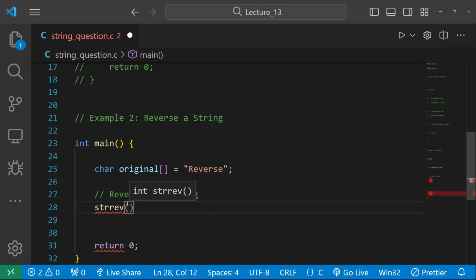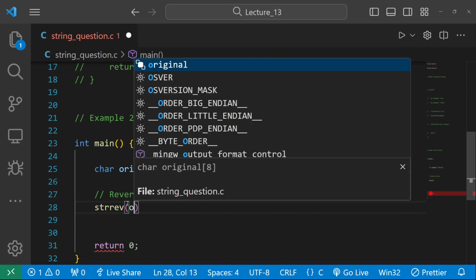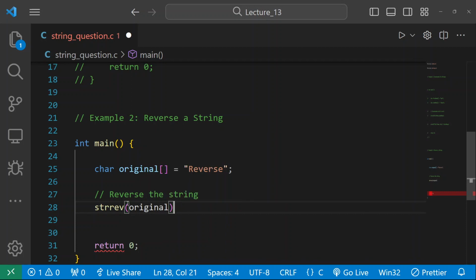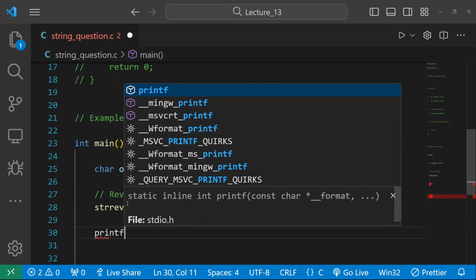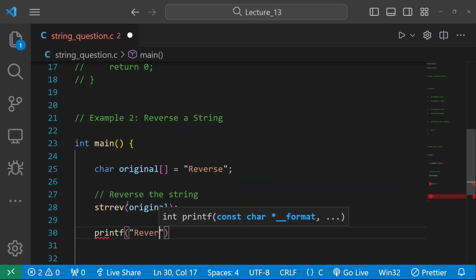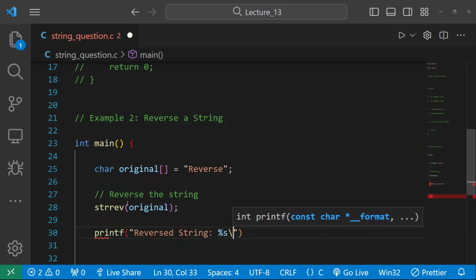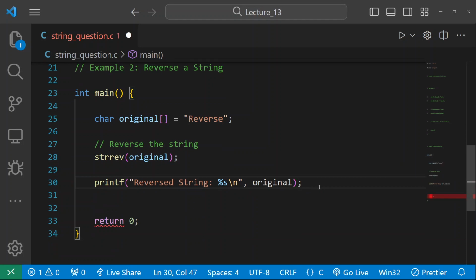I think I have written it correctly. If not, I'll check it again. Let me pass original, that is my string in it. I will be passing my original string in it, and I will be printing it. printf my reverse string, percentage s backslash n, comma, and my original. Because I am reversing the original, let me write original. So original will be changed to the reverse thing. So remember this strrev function basically helps to reverse the string.